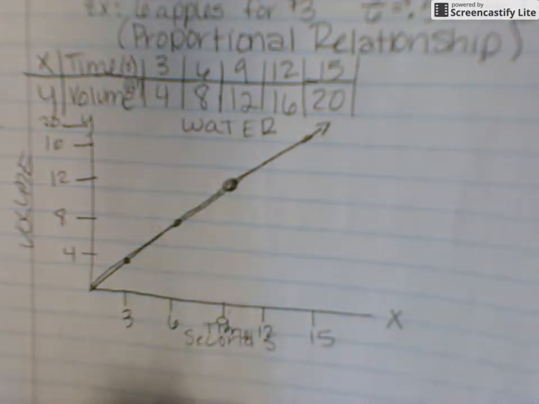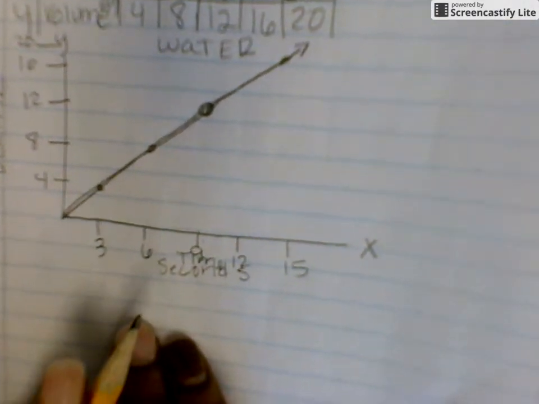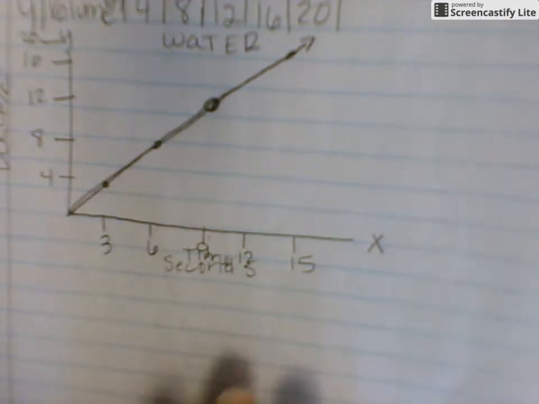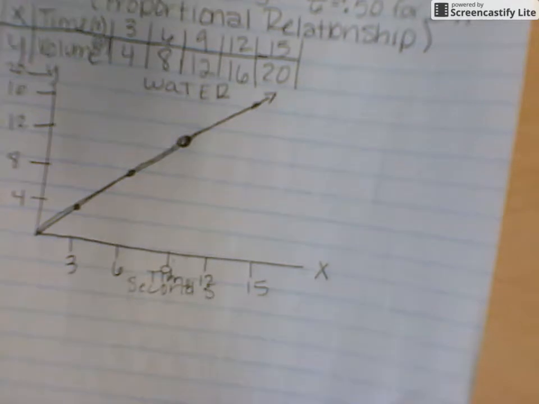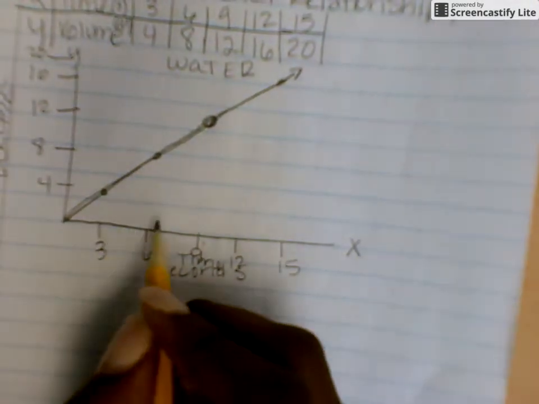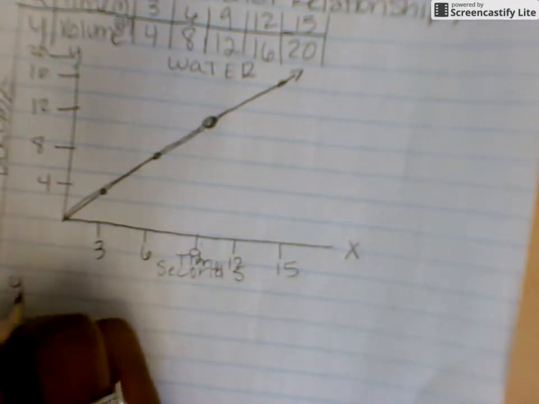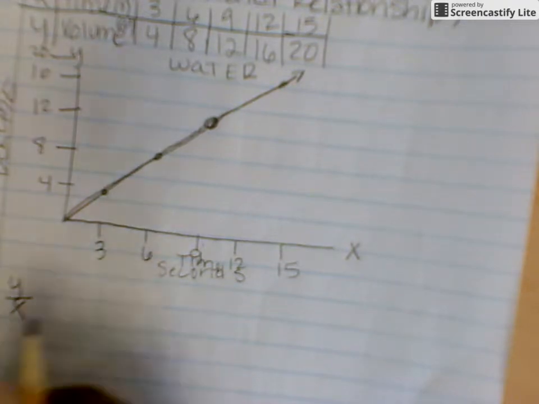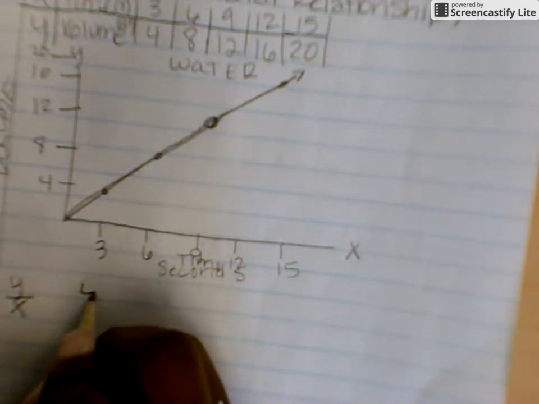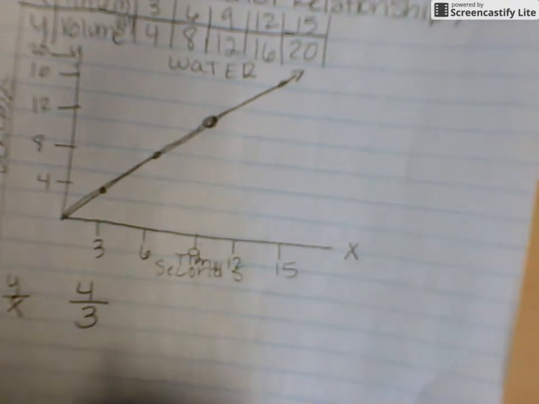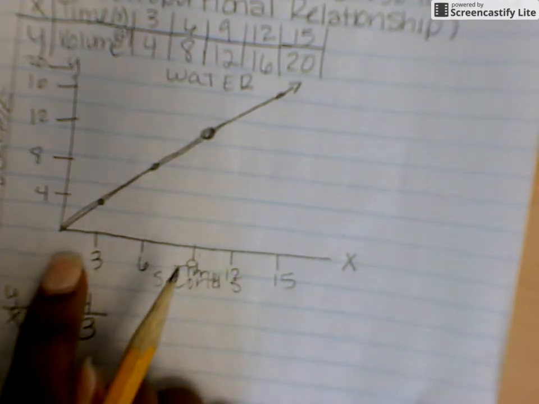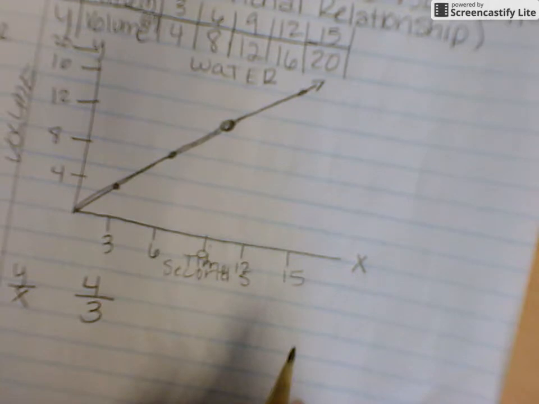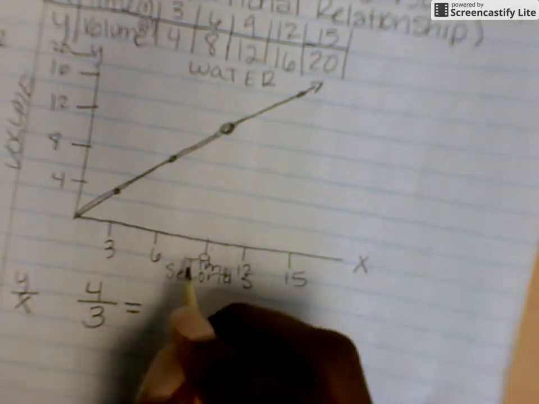Okay. So to find unit rate, let's find unit rate of this graph. To find unit rate of this graph, we will find y over x. Remember, it's proportional, so you always do y over x. We have 4/3, but anywhere on this graph, does it say 1 second? How much water in 1 second? It doesn't say. So we have to divide to see.